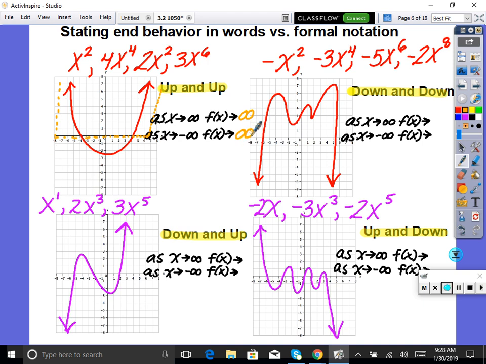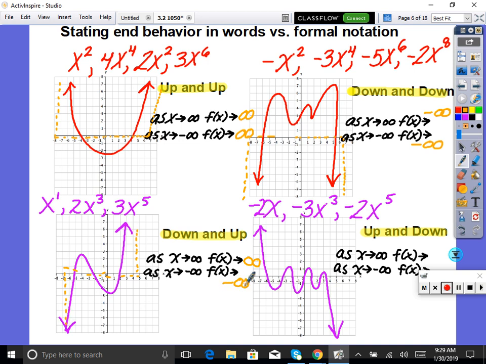Which makes sense. Look, up and up, infinity, infinity, up and up. Do you guys see it? Okay, that'll always happen for up and up. Okay, now down and down. As x goes to infinity, where's f of x going? Negative infinity. And then as x goes to negative infinity, f of x is going to negative infinity again. Okay, let's do this one. As x goes to infinity, if it's down and up, f of x is going to positive infinity. As x goes to negative infinity, f of x is going to negative infinity.